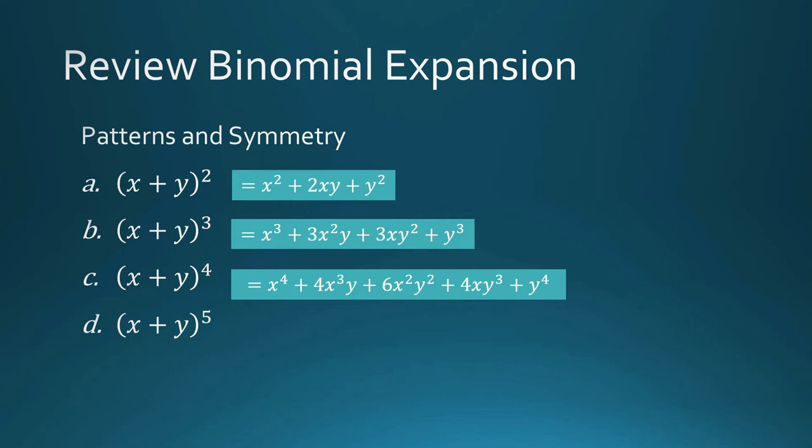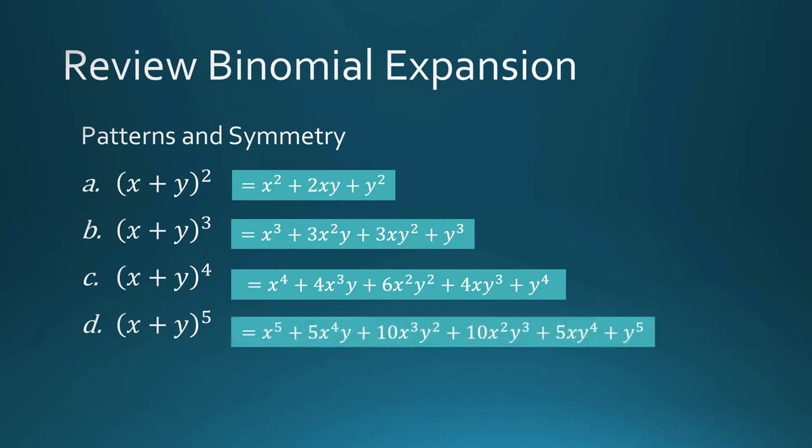You can write the terms one by one. You can ignore the coefficients for the moment. You can just write the literal coefficients of each term. So it's going to be x to the 5th, x to the 4th, x cubed, x squared, x to the 1, and then x to the 0. And at the same time, y to the 0, y to the 1, y to the 2, 3, 4, and 5. So that's the pattern.